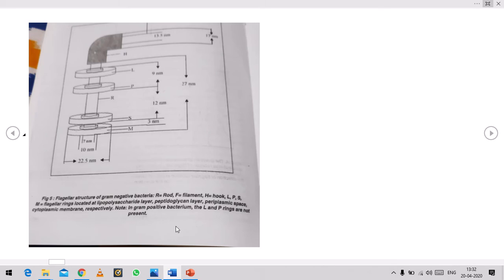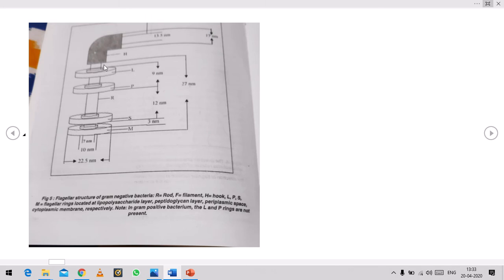We see that in gram positive bacteria the L and P rings are not available. In this diagram we find the flagellar structure of the gram negative bacteria. The rod is here. Then where is the filament? Here it is the filament. F is equal to filament.